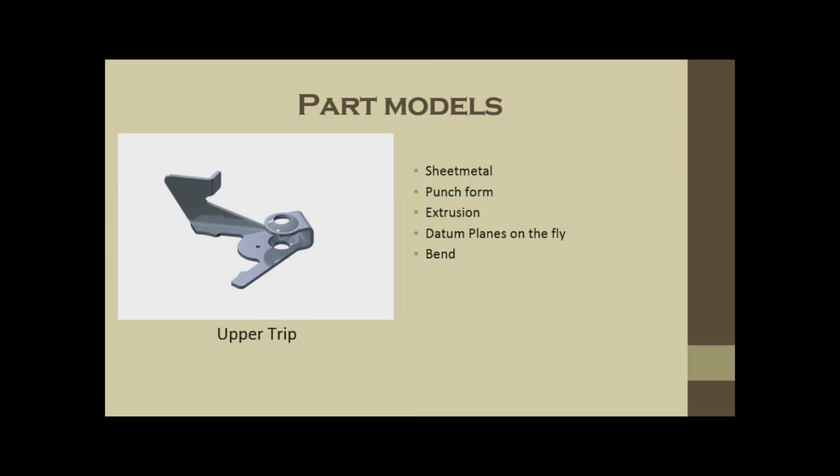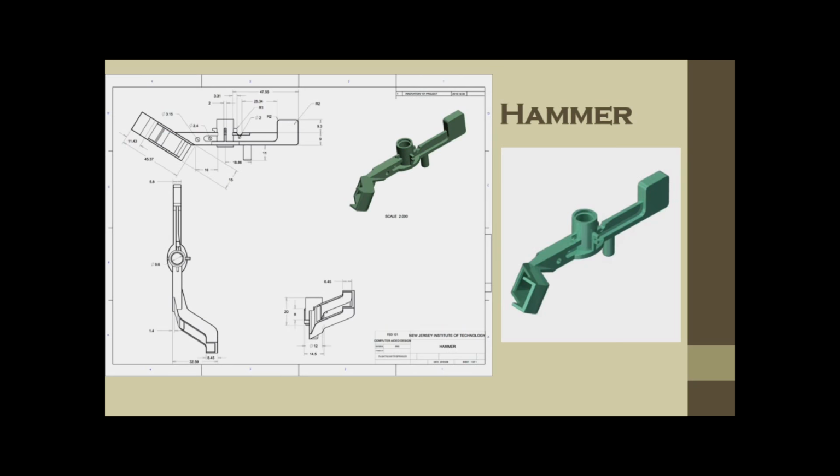This one, even though it was one of the hardest, was actually the most fun to make because it taught me the most. It taught me how it was actually manufactured in real life. I had to make a sheet, then I had to make a separate model, called a punch form, that punched the sheet metal, and then I had to cut it, extrude, make datum planes, and in the very end I had to bend it, which is exactly how it's manufactured in real life. And then just some of my drawings that we made.